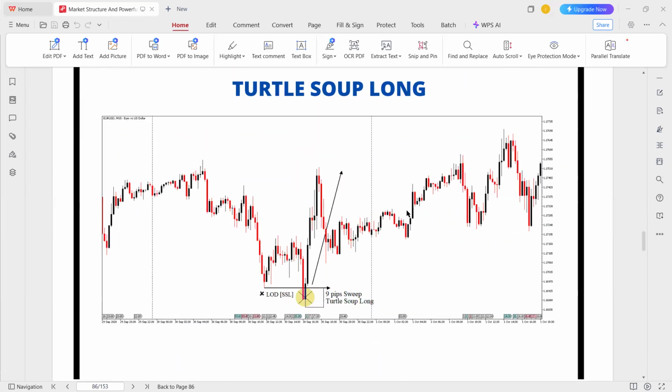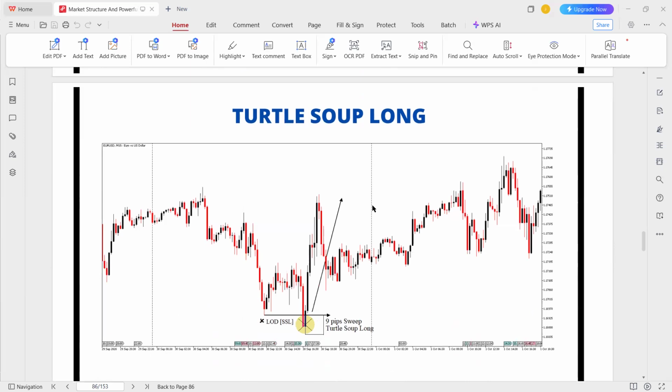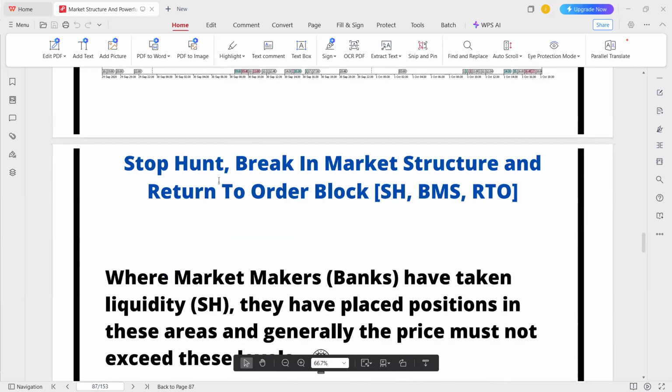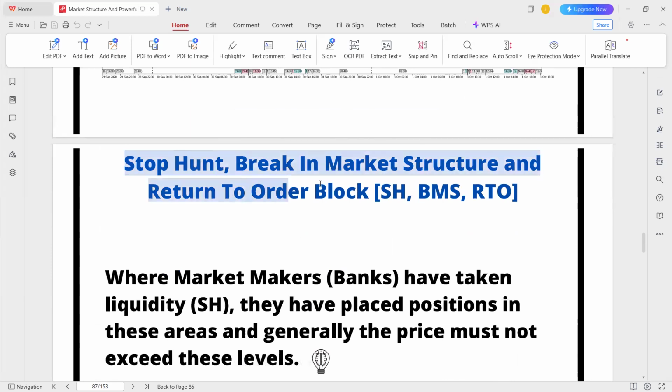All right, so that's it for the Turtle Soup setup. I'll go into the actual charts when we finish this chapter, and I'll group everything together. So the next setup is our stop hunt, followed by a break of market structure and a return to the order block. It's more or less like the Turtle Soup, but the only difference is in this particular setup, we've got a break in market structure, or BMS, confirming your direction.